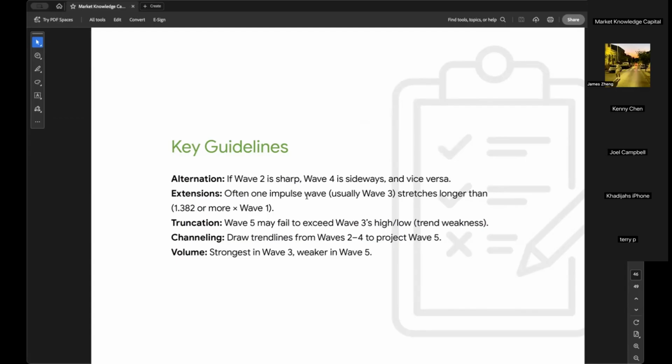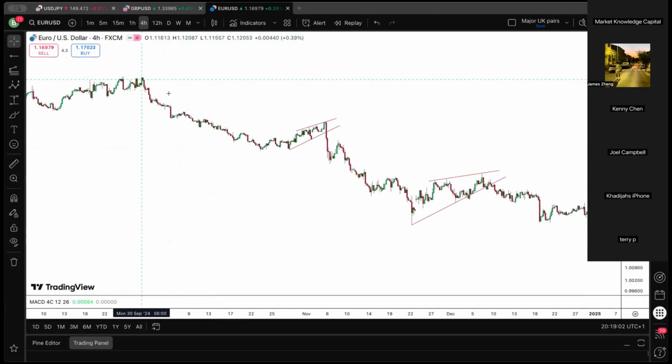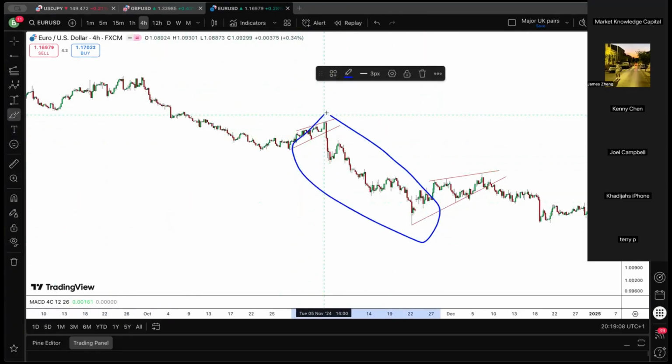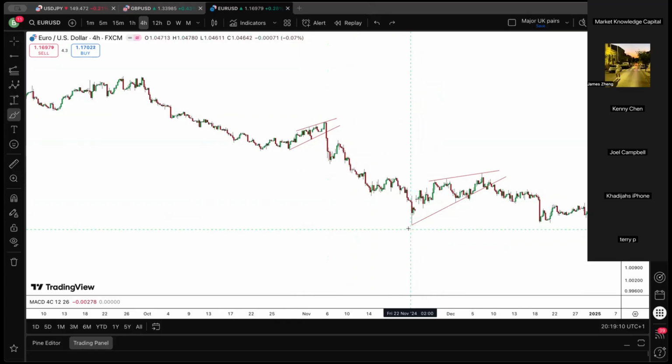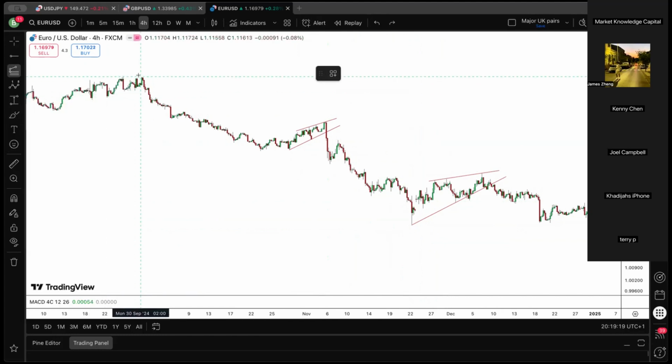Extension. So often the impulse wave, which is usually 3, stretches longer than the 1.382 fib. So if you guys remember when I showed you the extension fib, generally speaking, if you're looking at a third wave count, if you're looking at your profit taking zones, because you need to know when to take profits, it's not just about going into a trade. You also need to know when to come out of a trade as well. If you've identified this correction and you've gone in here, the third wave, which is this third wave here, will generally speaking go to your 1.382 Fibonacci extension level. So if we go to the Fibonacci extension, this is the first wave here.